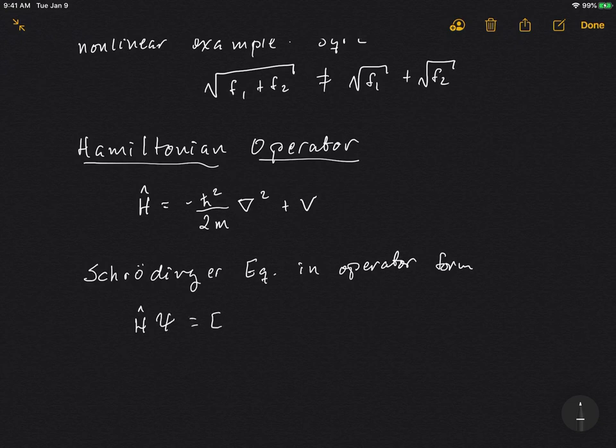H psi equals E psi. And the Hamiltonian operator is essentially distributed, right? It distributes these two terms, the del squared term and the potential energy term, over psi. So, yeah, we have to use that distributive property to evaluate it.